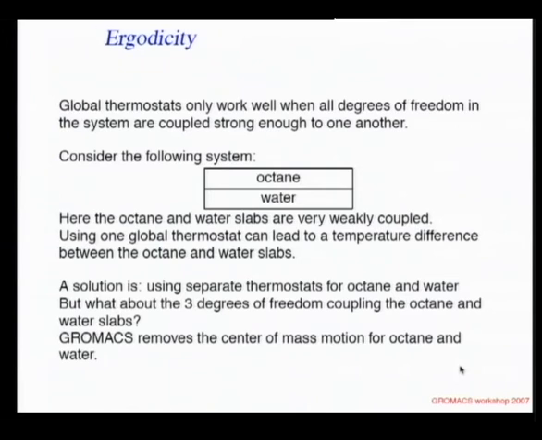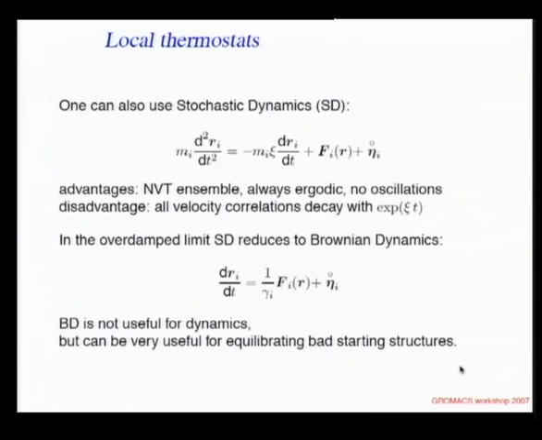A solution for this is to have separate thermostats for the octane and the water, and then you have to do something with the degrees of freedom between the water and the octane, which in Gromacs will be kept fixed in that case. For a simple system like this, that works, but you can have more complicated cases where you cannot solve it this easily, and there you would need a local thermostat, a thermostat that works locally on each degree of freedom. Here you can use stochastic dynamics.